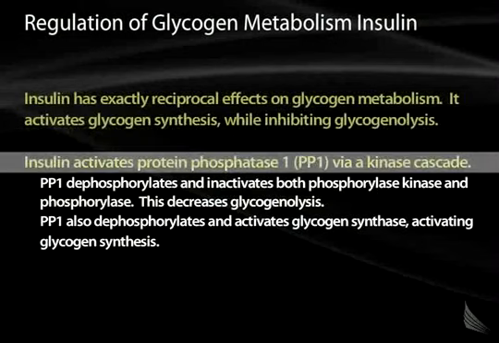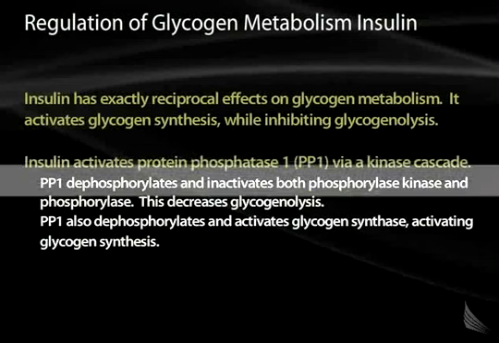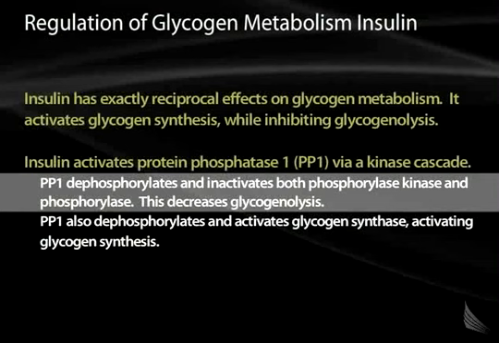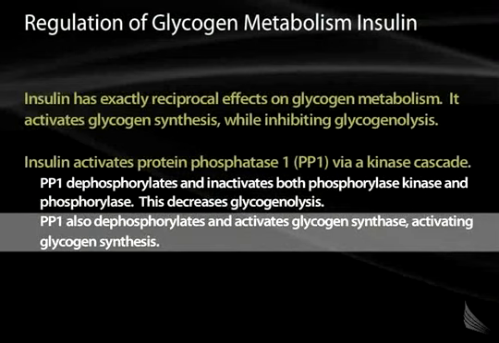So insulin works through a protein called protein phosphatase 1, and this is activated via a kinase cascade, which we won't describe. But the major thing to understand is that protein phosphatase 1 dephosphorylates and inactivates both the phosphorylase kinase and glycogen phosphorylase. The net result of this is inhibition of glycogen degradation or glycogenolysis. At the same time, protein phosphatase 1 dephosphorylates glycogen synthase. Now this activates glycogen synthase, which leads to glycogen synthesis.